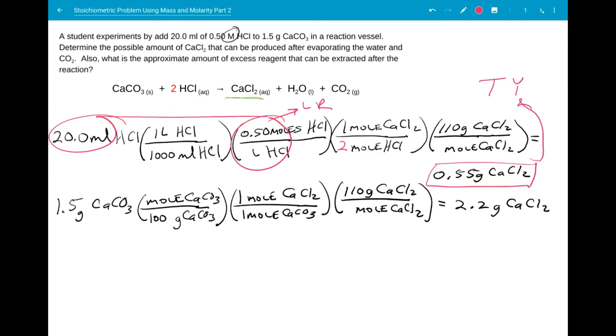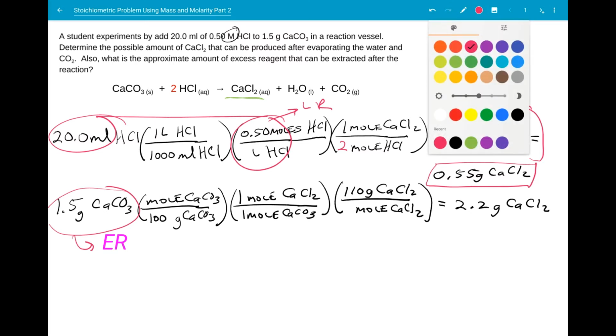So the 20 mils is tied to this. The 20 mils of 0.50 molar hydrochloric acid is our limiting reagent, and this right below here is our excess reagent. There's some of the calcium carbonate in the reaction vessel, which we could just pick out and wash off, and then evaporate the water and any CO2 that's trapped in the water. We could get this chunk of calcium carbonate. So how do we do this?